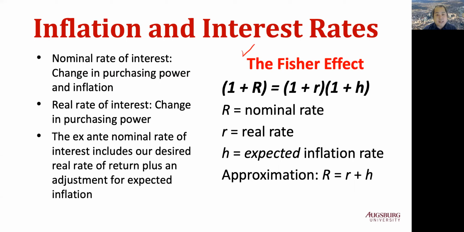The Fisher effect says 1 plus the nominal interest rate equals 1 plus the real interest rate times 1 plus the expected inflation rate. It means that the nominal interest rate includes our desired real rate plus an adjustment for expected inflation. Approximately, the nominal rate is close to the sum of the real rate and the expected inflation rate.